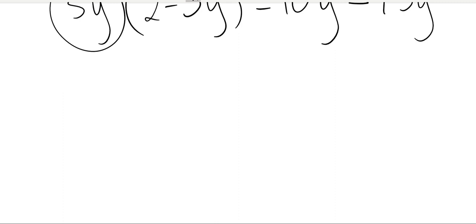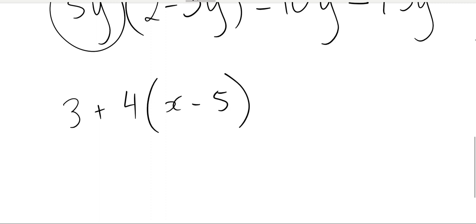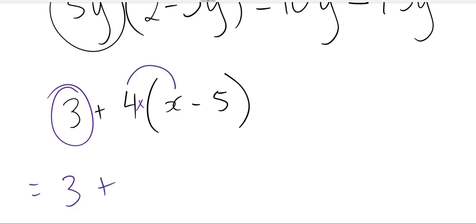Let's say, for example, we have 3 plus 4 brackets x take 5. So the 3 is out the front here. Just leave that alone. BIMDAS says we do brackets first. We actually can't do anything with the brackets. There are no indices, so we deal with the multiplication first. You leave that 3 alone, and you deal with your multiplication. 4 times x gives me 4x. 4 times negative 5 gives me negative 20.